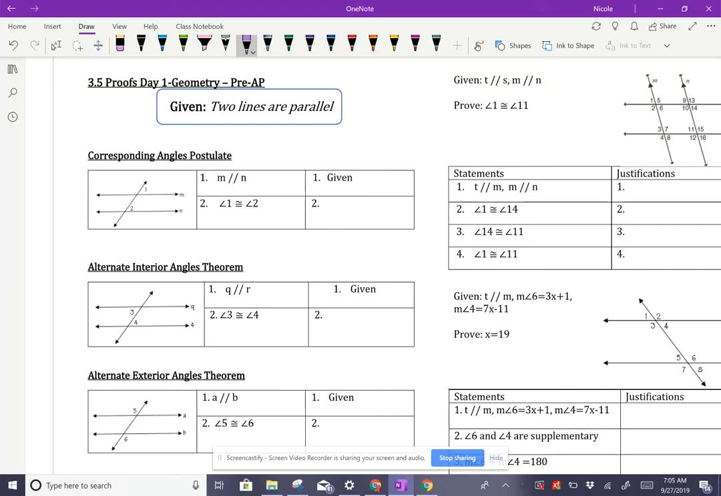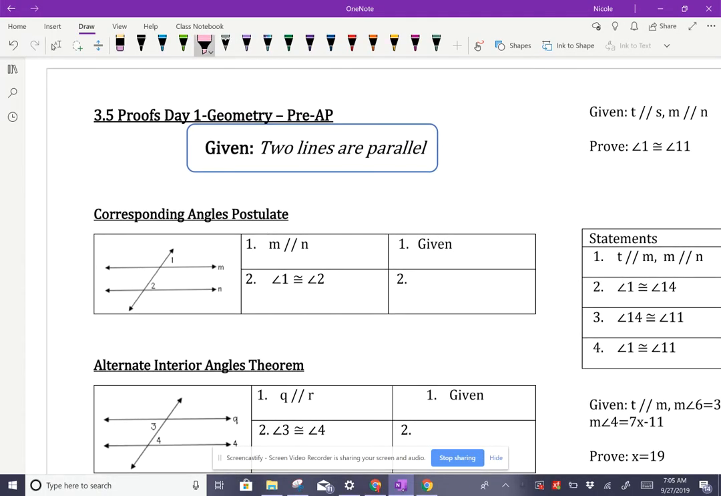Hello there, and as we continue on in Chapter 3, we are going to be looking at 3.5 Day 1, which introduces us to our proofs with our parallel lines and transversals. So the first thing we are going to talk about is how our given is if two lines are parallel. So that's our given for each one of these situations. That's what we start off with.